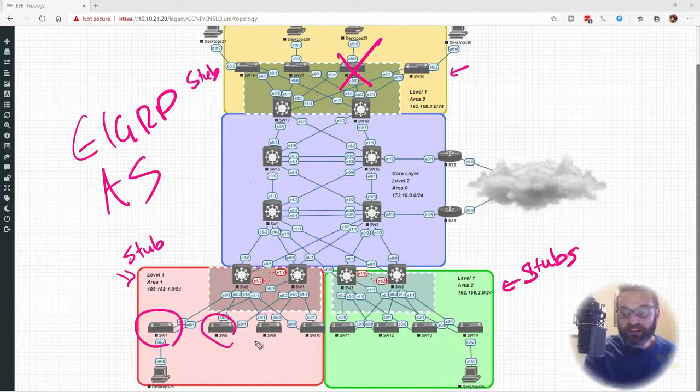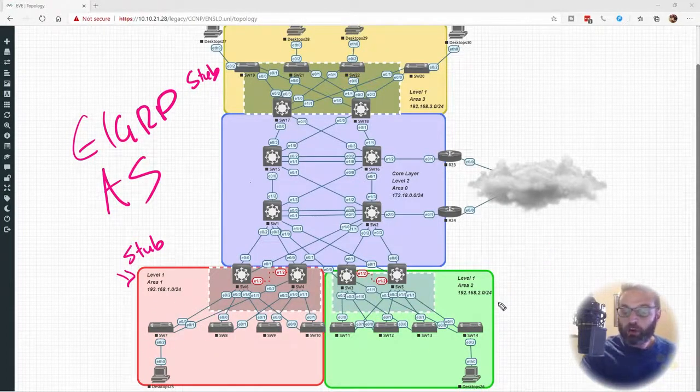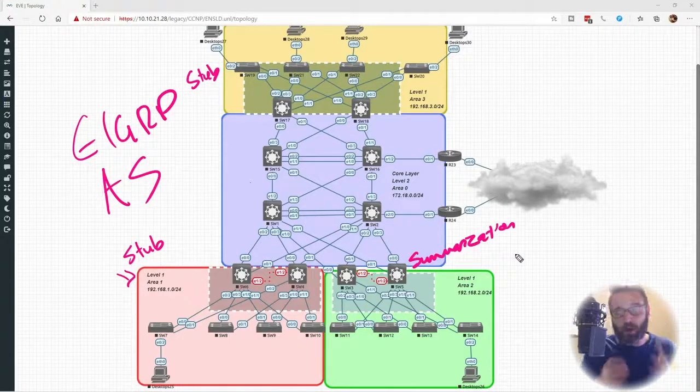Beyond that, one of the things that can actually help us with limiting our query scope is summarization. And this, of course, also helps our routing tables themselves. Just like we've done in the past, at the distribution layer, we can perform summarization. But unlike OSPF or ISIS, where it basically summarizes everything going outbound, summarization on EIGRP occurs on each individual link.